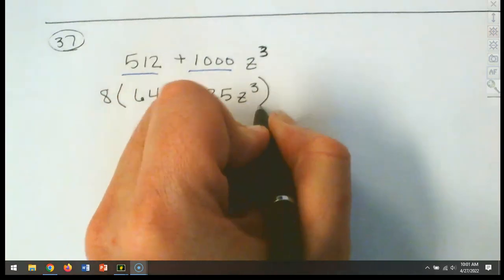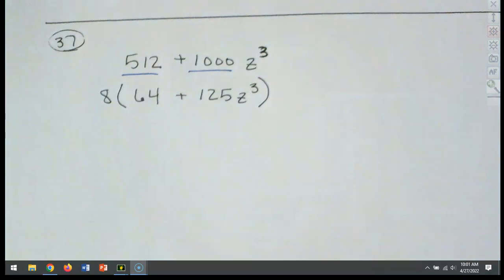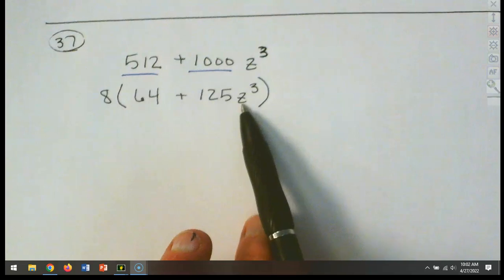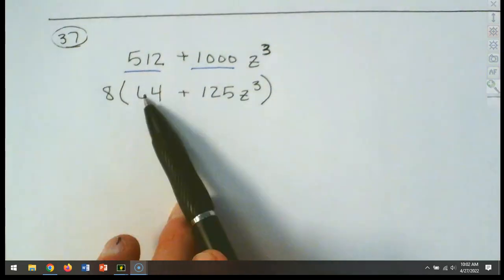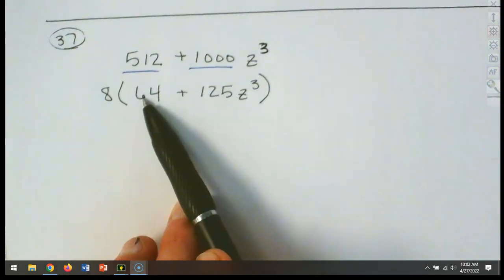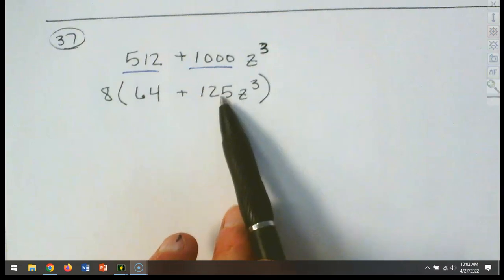So the first thing I did was I looked at those numbers and I took out what was in common. The largest number in common is what you want. In this case, it's an 8. So that 8 came out. Now I knew I was on the right track because this is cubed, right? And these had better be cubed. And we know 64 is a cube. 125 is a cube. Use your table of cubes if you need to.